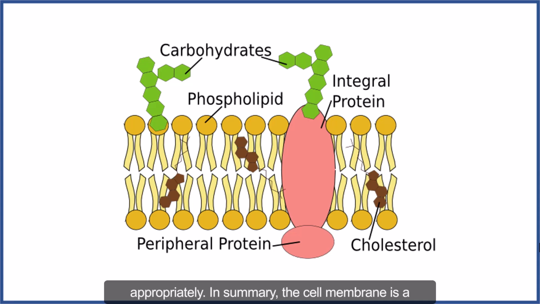In summary, the cell membrane is a complex and dynamic structure composed of a phospholipid bilayer, proteins, cholesterol, and carbohydrates. Its semi-permeable nature allows it to regulate the movement of substances, maintain homeostasis, and facilitate communication and signaling. Understanding the cell membrane structure and functions is fundamental to grasping how cells operate and interact with their environment.